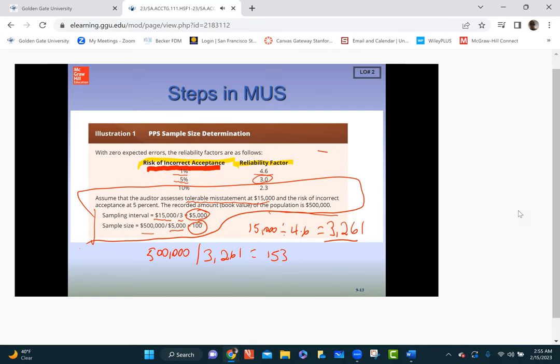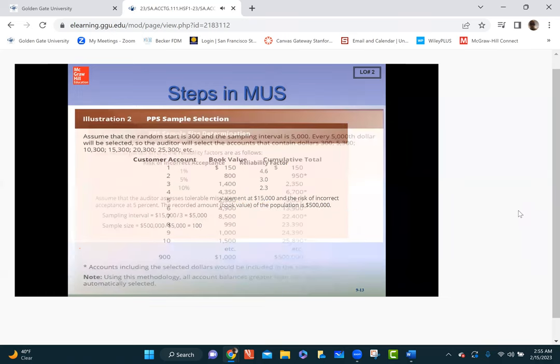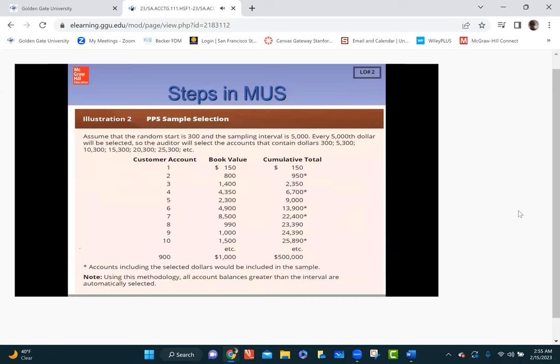But you have to start somewhere. Going over to this next slide, we have a random start of 300. You can't just say, okay, $5,000, I'm going to look for my first 5,000th, because that is not a random sample. Remember, you have to take a random sample. So you use a random number generator with numbers from 1 to 500,000, and it comes up with a random start. Our random start is the 300th dollar, and we're going to look through the account balances to see where our $300 is.